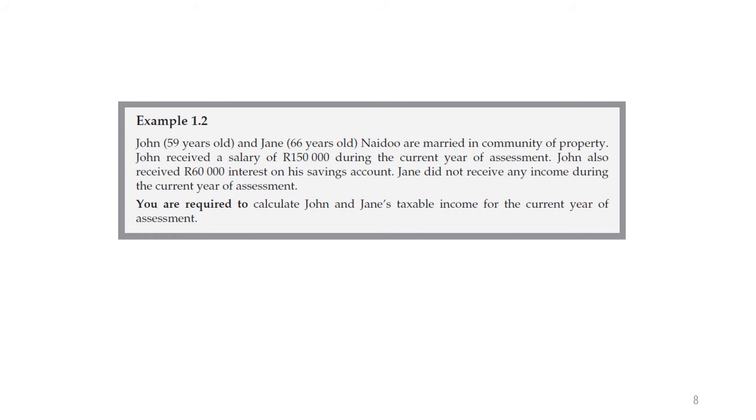Right, let's have a look at an example, example 1.2, and you will see that they give you two spouses, John and Jane. The one is 59, the one is 66. Then they give us a salary for John and then interest received on his savings account, and they don't tell us that anything is specifically excluded from the joint estate. Now, you should work through this example on your own as part of home tax, but that 150,000 Rand will only be taxed in the hands of John because it's his income from his trade. The 60,000 Rand interest is passive income, right?